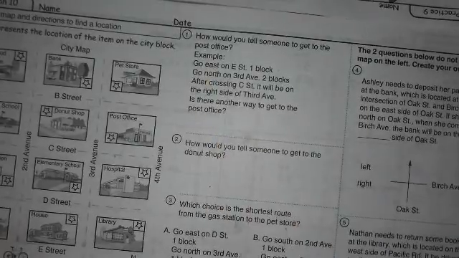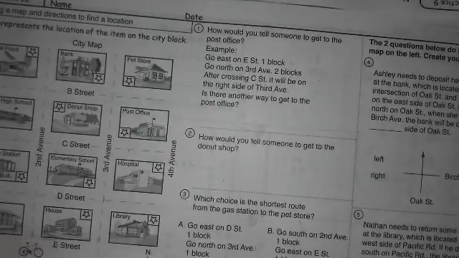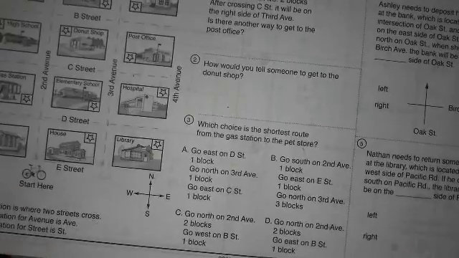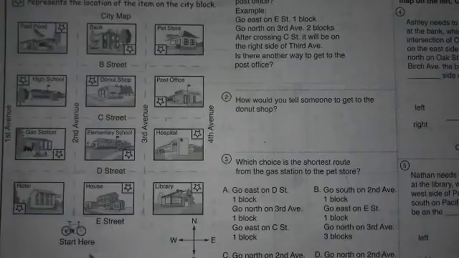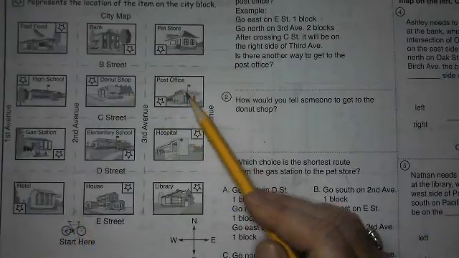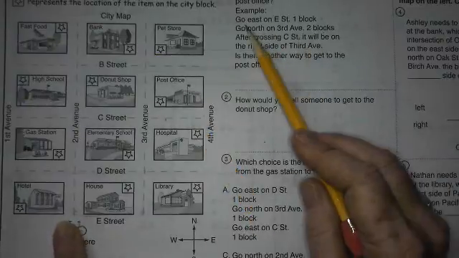Okay, so it says, how would you tell someone to get to the post office? So we're going to assume that they're starting here, and they need to go to the post office. So there's the post office. How would you tell someone to go to the post office? Let's look at their example.